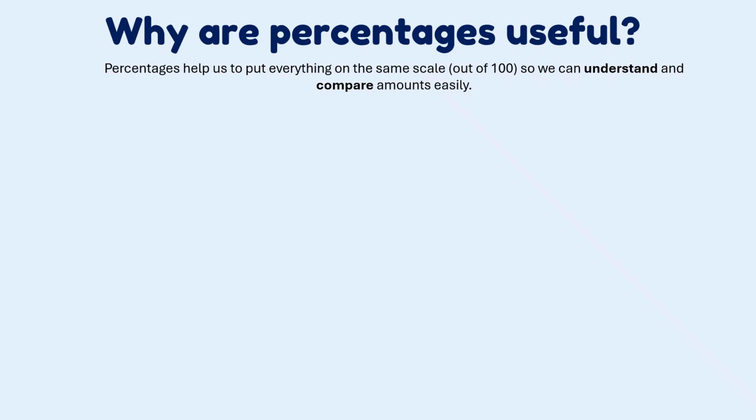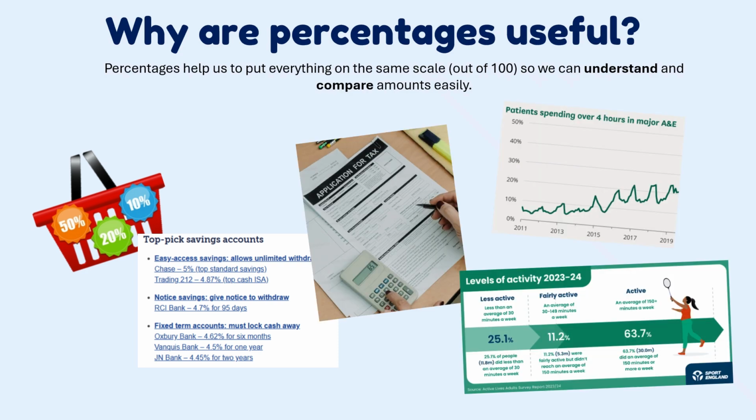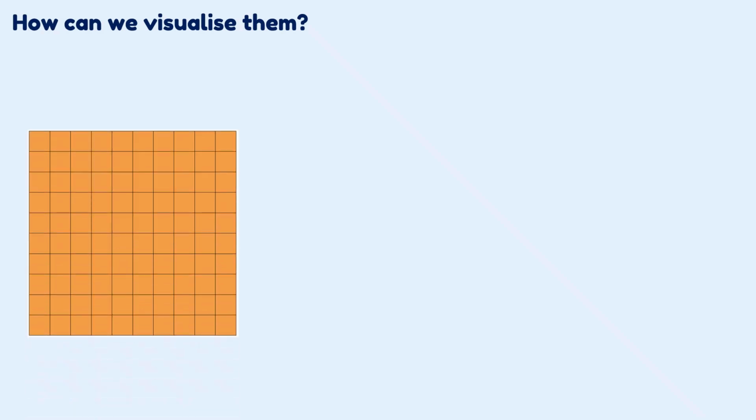So from shopping and savings to tax, wages and statistics in sport or health, percentages help us compare, calculate and understand information clearly. Next, let's think about how we can visualize percentages. First, we need to know that percent basically translates to out of every 100 or per 100. So we're talking about proportion, where 100 represents the whole and the percentage represents part of that whole.